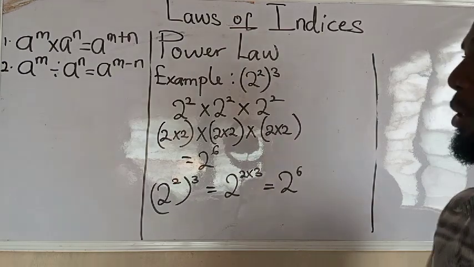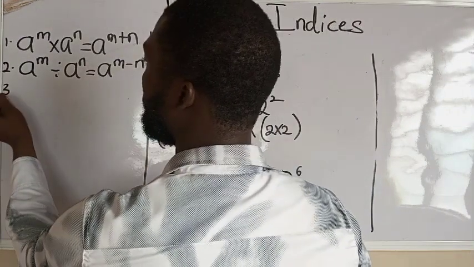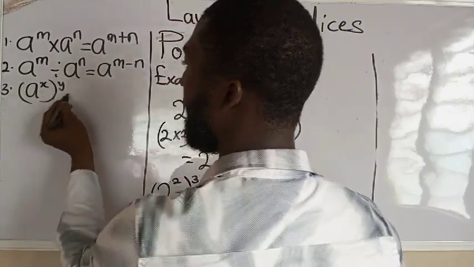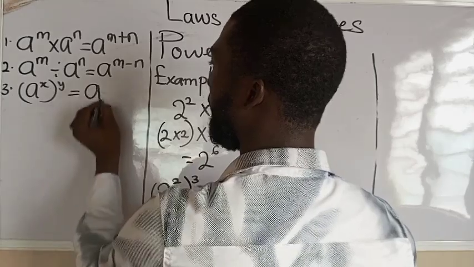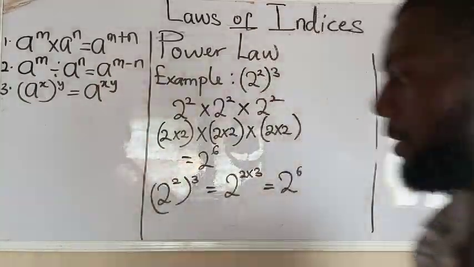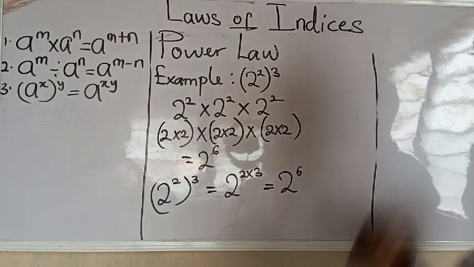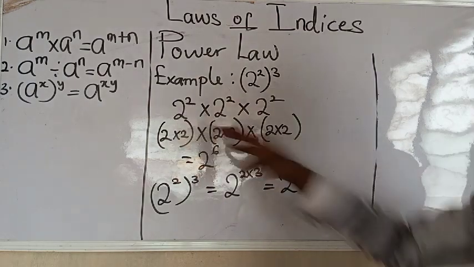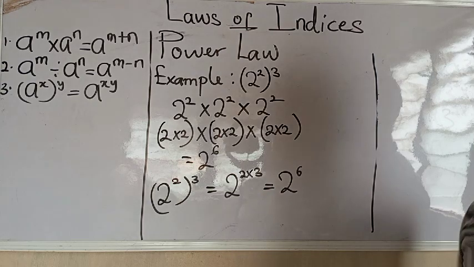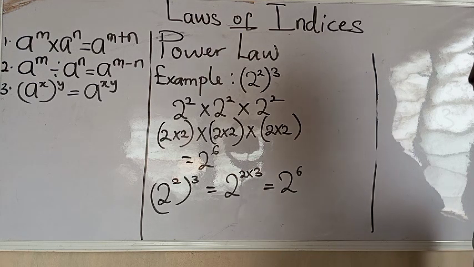And this brings us to the third law that states that a raised to power x in brackets raised to y is the same as a raised to power xy, that is, by multiplying x and y together. So if you can observe, you will see that this method looks like a long method, while the laws of indices make everything short and easy for us. So we can as well apply this in our mathematical problems.